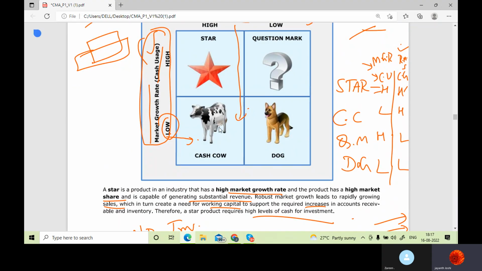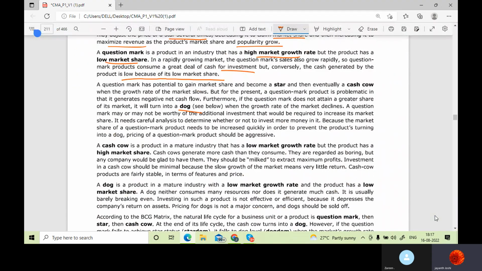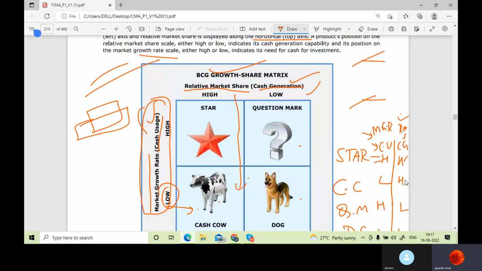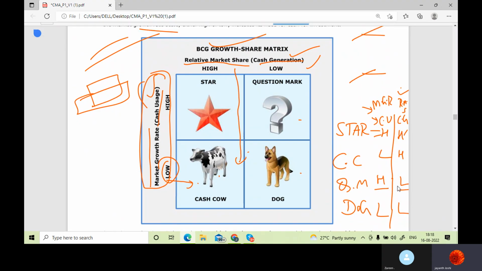So star can become a cash cow, and question mark and then a dog. So we can see about a dog. Question mark has potential to gain market share. Yes, question mark can gain market share, of course, and then it can become a star, eventually a cash cow. So question mark is something which has high growth rate but low market share. If this low market share is converted to high market share, then it becomes a star.